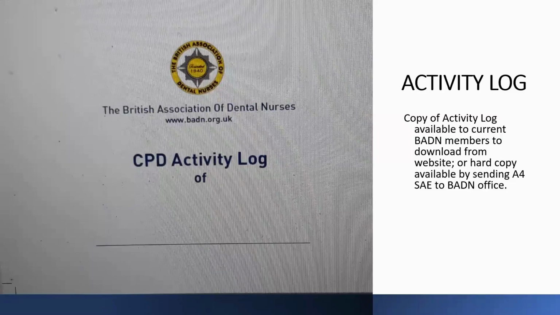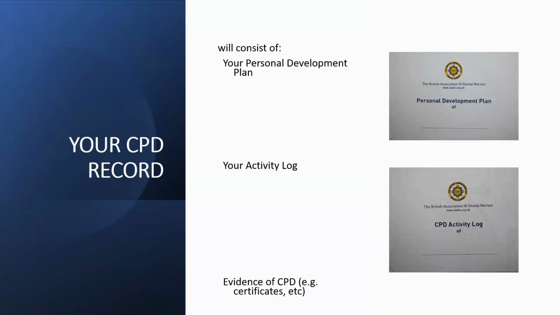And again, BADN, and I do apologise for the quality of the photographs here, BADN members can obtain a CPD activity log, either download it from the website, from the members area of the website, or you can get a hard copy from the BADN office. So you have to keep a CPD record, and this consists of your personal development plan, your activity log, and evidence, in other words, certificates of the CPD that you have undertaken.